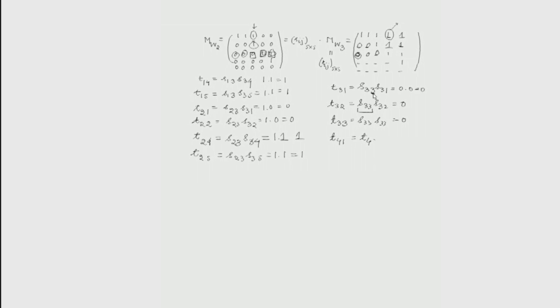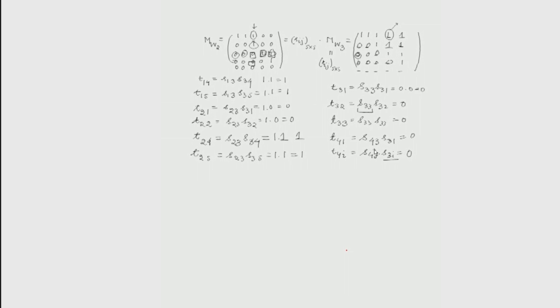Now, next we come to T41, which is T43, which is S43 into S31. Now, what is S43? S43 is 0. So, I do not have to worry, it is 0. And whenever I am starting with T4 and whatever it may be, let us say T4i, this is going to be S43 and S3i. Whatever is the value of S3i, it is 0, because S43 is 0. So, that is why all these are zeros.